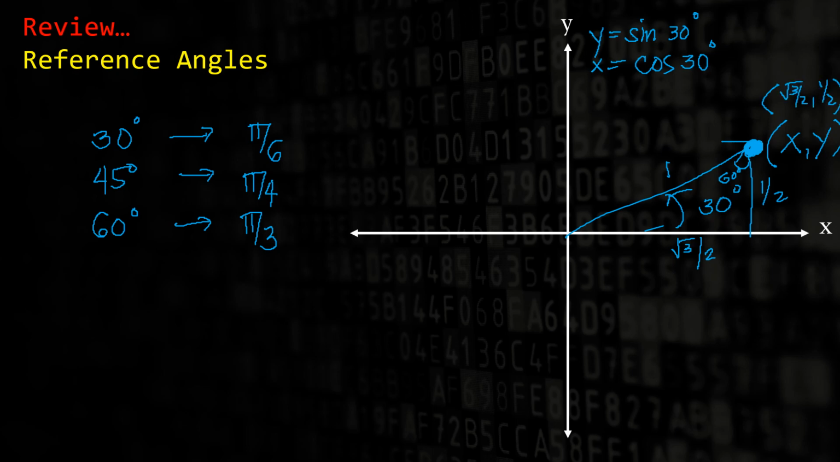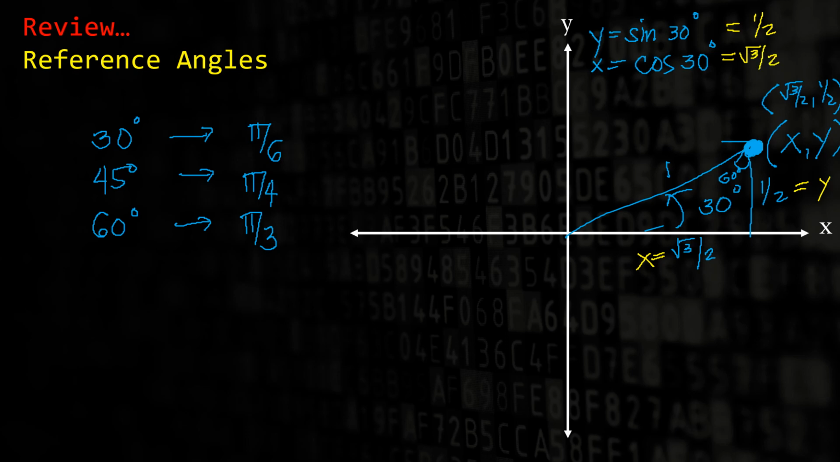So when we look into this, square root of 3 over 2 is x and 1/2 is y. Therefore, sine 30 degrees is 1/2 and cosine 30 degrees is square root of 3 over 2.